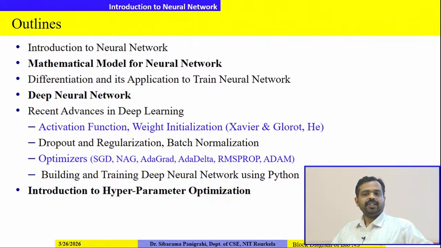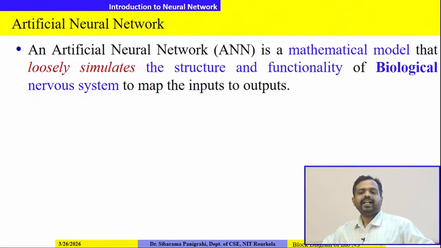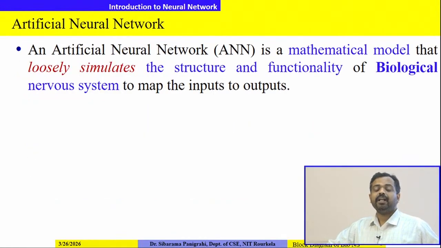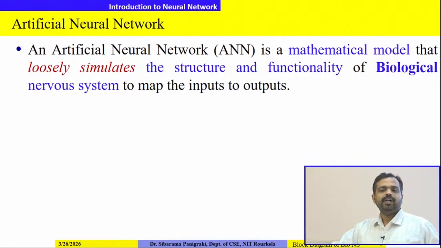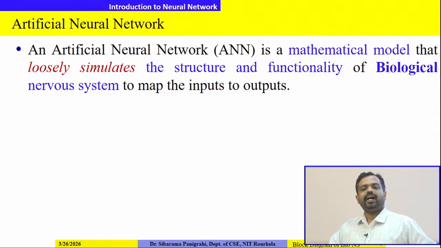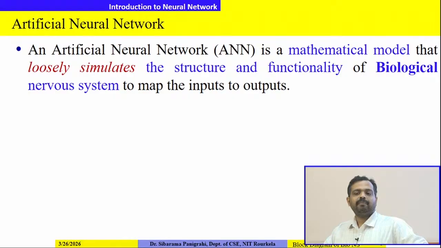So, before going through this, let us see what exactly an artificial neural network is. An artificial neural network is a mathematical model that loosely simulates, meaning it does not exactly capture every detail of the biological nervous system, rather it loosely simulates the structure and functionality of the biological nervous system to map the inputs to the outputs. As an artificial neural network is a simulation of the biological nervous system, let us first see how a biological nervous system works.